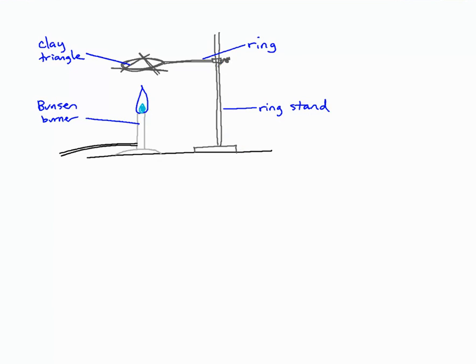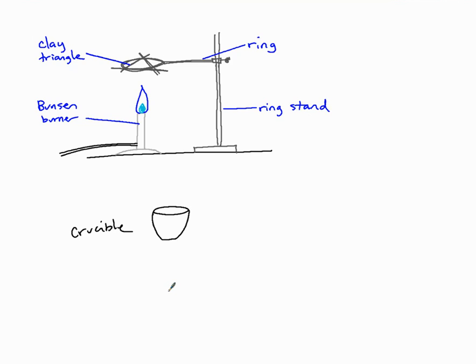Then we have this big piece called a ring stand, and its whole job is to support the ring. And the ring comes out here. It's got the circle. And on top of this is a clay triangle. And the clay triangle is just this support piece for the container we're going to put in. And the container we would use is called a crucible. And it's got somewhat rounded sides with a small flat bottom. And they're usually made out of porcelain. They're pretty much the same thing as a coffee mug.